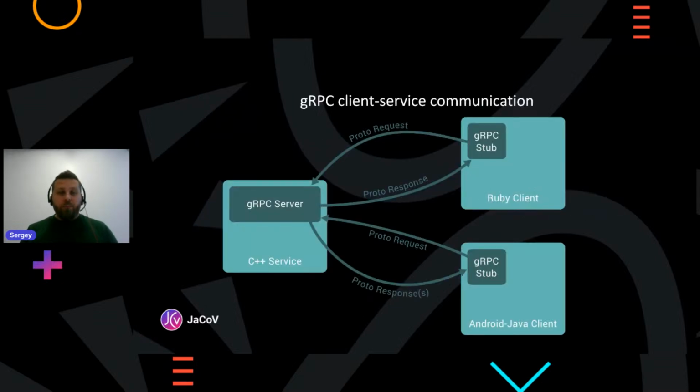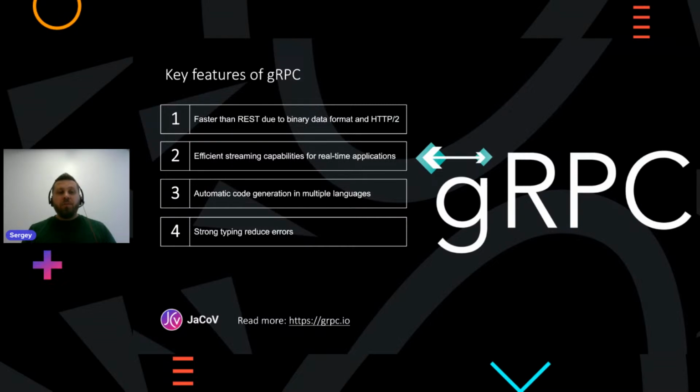Here you could see the very basic idea behind gRPC. The gRPC server on the left side contains a gRPC server configured within it, while clients on the right side have gRPC stubs to communicate with the gRPC server. Communication between server and clients is done using proto requests and proto responses. So, key features of gRPC: it's much faster than REST due to binary data format and HTTP/2 protocol. It has efficient streaming capabilities for real-time applications, automatic code generation in multiple languages, and strong typing that reduces errors.